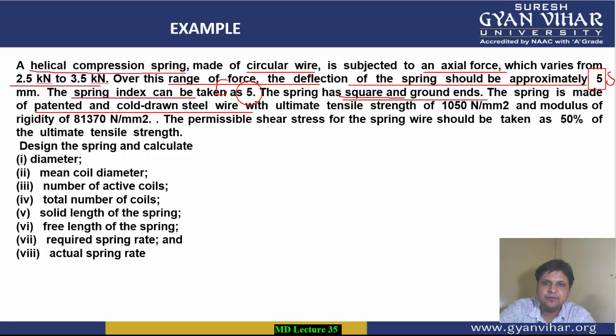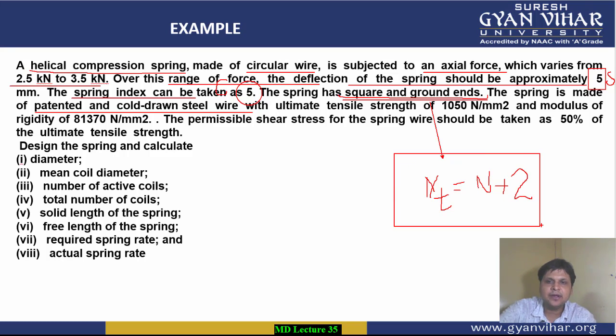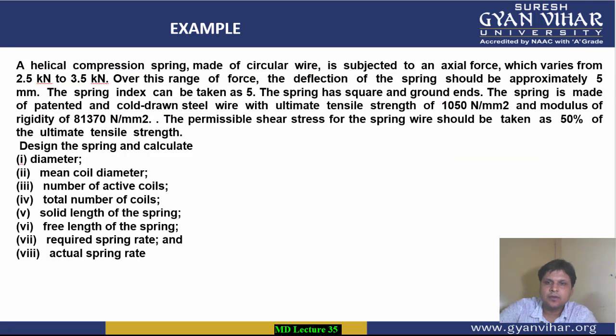The style of end in this previous line will provide us the relation between the total number of coils and the number of active coils. So NT, the total number of coils, if we have calculated the value of active coils N, then the total number of coils will be given by N plus 2. This is in the case of square and ground ends. So this value we will take.